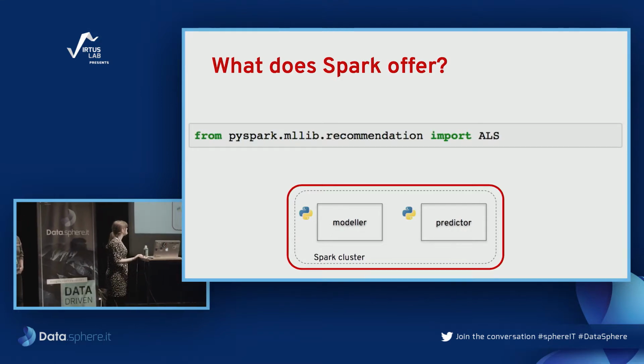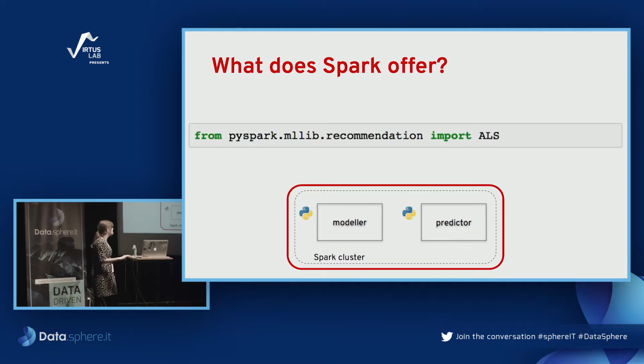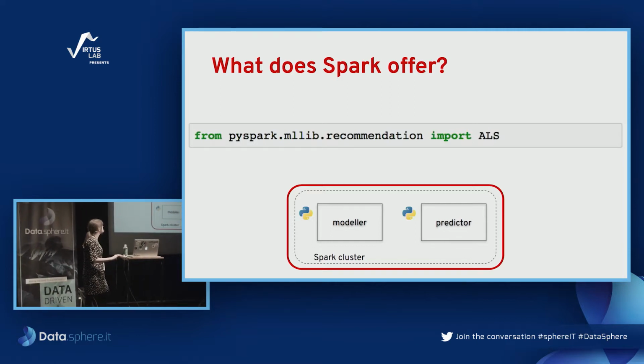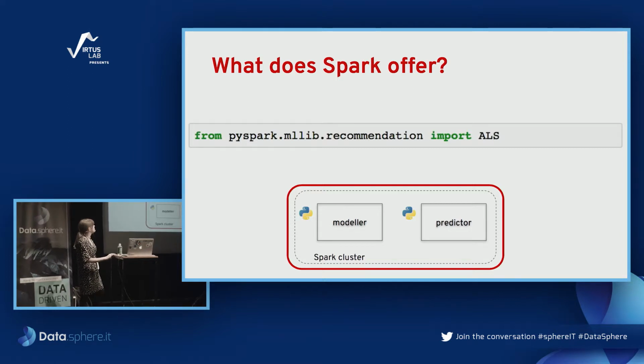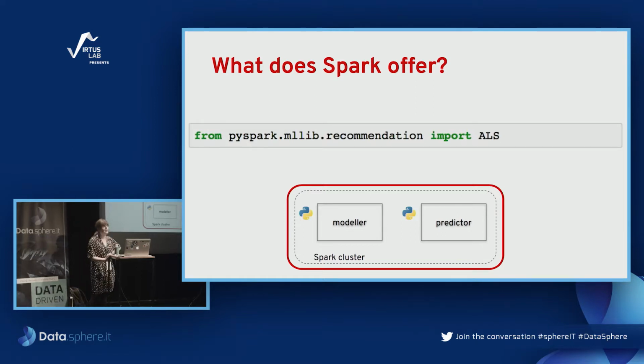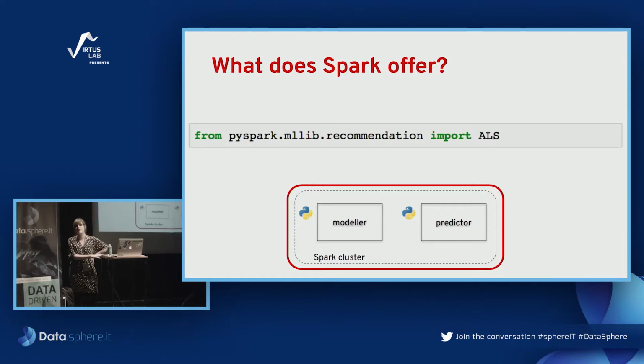Let's have a look at the services which specifically use Spark. That is the modeler and the predictor. So within Spark, we've got this PySpark MLlib recommendation package and module, and within that we've got an ALS class, and that meets all of our alternating least squares needs.